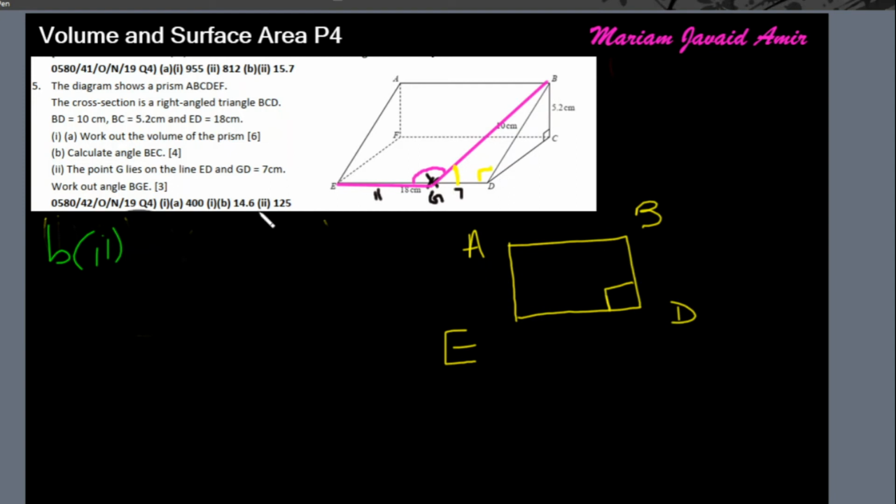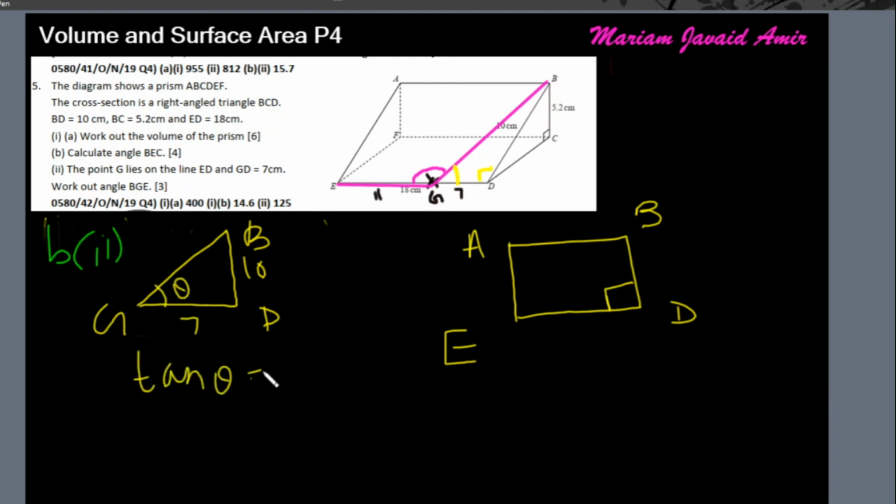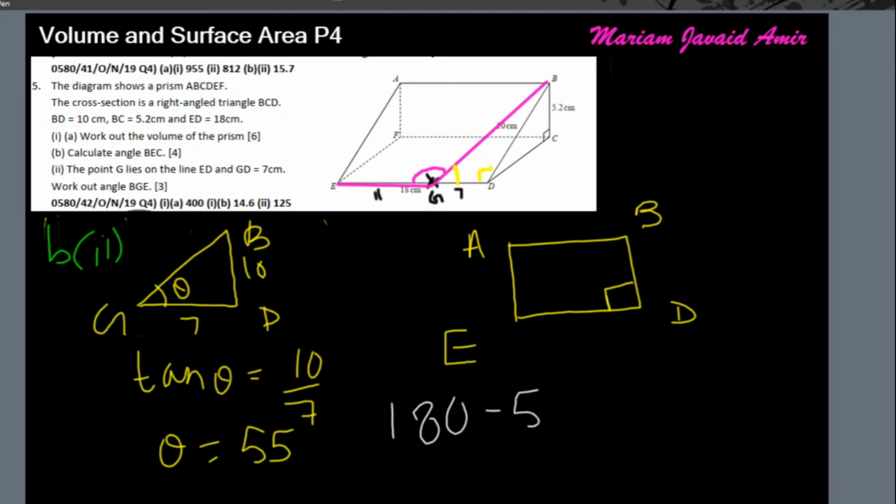So I can apply trigonometry in this triangle GBD, where this is 10 and this is 7. So I'll apply tan theta equals perpendicular over base. Theta equals tan inverse of this fraction, and I believe it gives 55. So the angle in yellow is 55. So to find the required angle, we'll do 180 minus 55, which gives us 125. Answer for the last part.